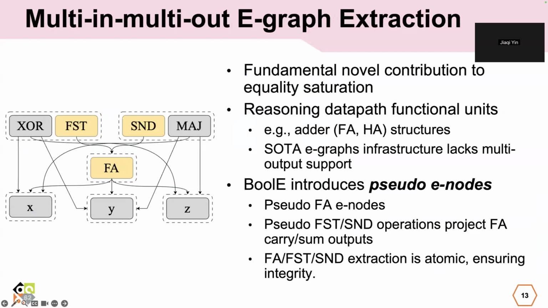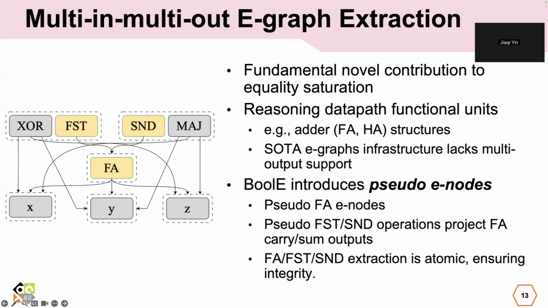A fundamental novel contribution of BoolE lies in its ability to handle the multi-input and multi-output structure within the E-graph framework. The standard E-graph infrastructure often lacks direct support for multi-output operations. BoolE addresses this by introducing pseudo E-nodes. Here we create a pseudo full-adder E-node, and we use the first and the second pseudo operations to project its carry and sum outputs, respectively.